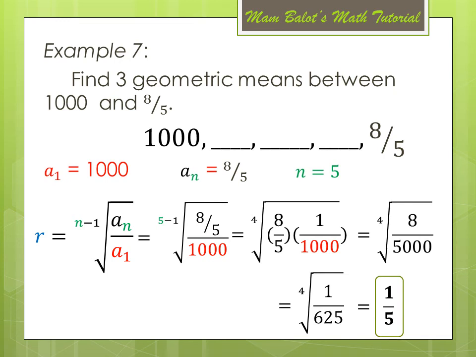So we will just multiply the first term by 1 over 5, or simply divide by 5, to get the next term. So we have 1,000 divided by 5, so we have 200. Divide by 5 again, we get 40. Divide again by 5, we get 8. And divide by 5, of course, we get 8 over 5.